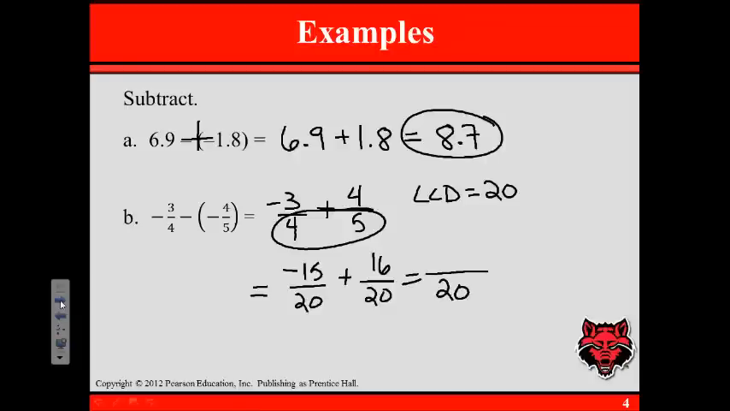We write the common denominator once, and we apply the operation to the numerator, -15 plus 16. Because 15 and 16 have different signs, we take the largest absolute value, 16, and subtract the smallest absolute value, 15. 16 minus 15 is 1. The largest absolute value came from a positive number, so this would be a positive 1. So the difference here is 1/20.